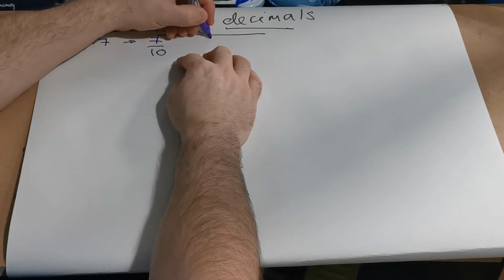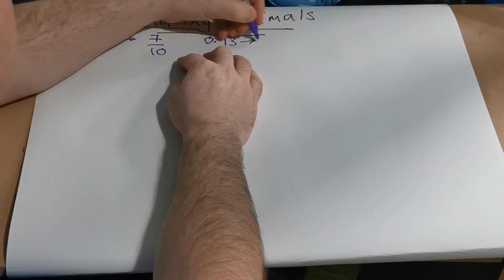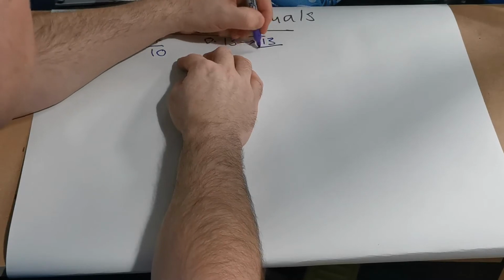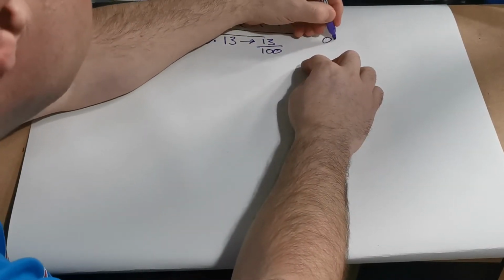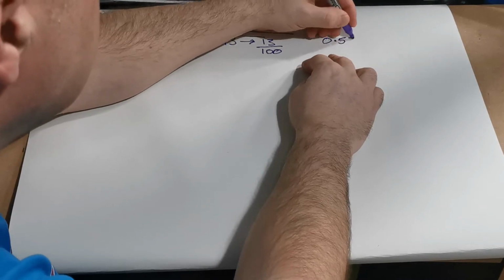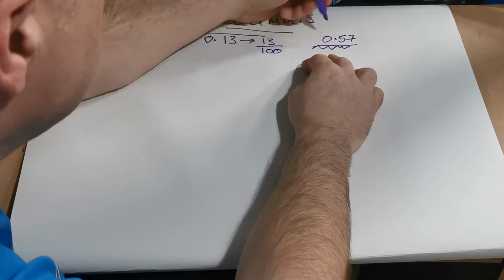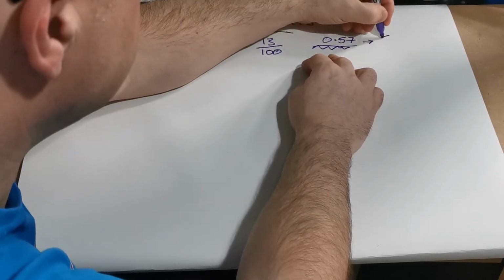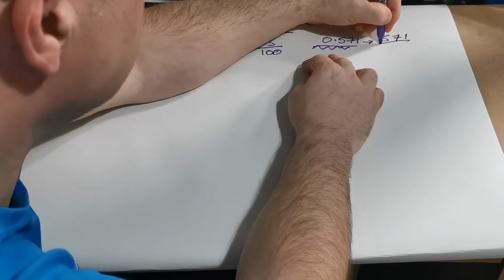and 0.13 would be 13/100ths and 0.57 would be 57 over 100. So 0.571 is 571/1,000.